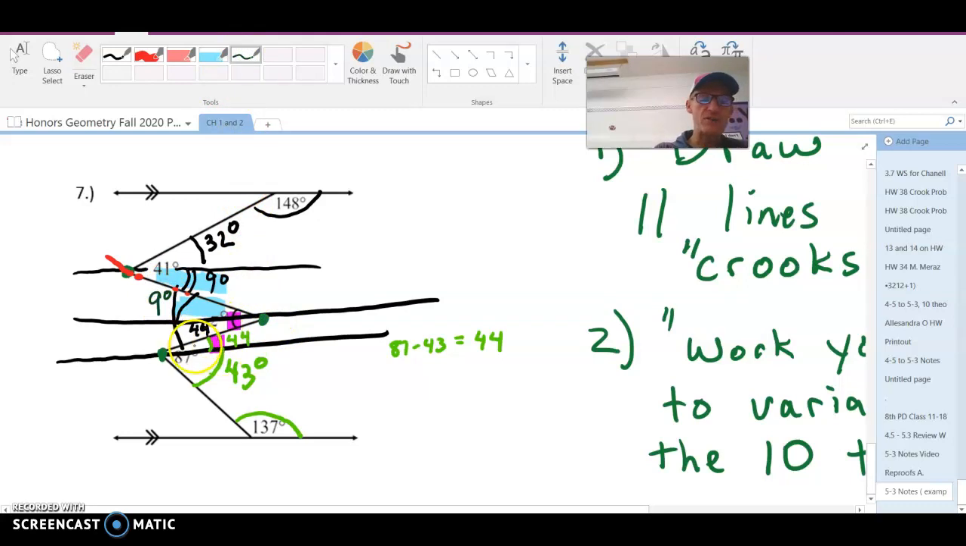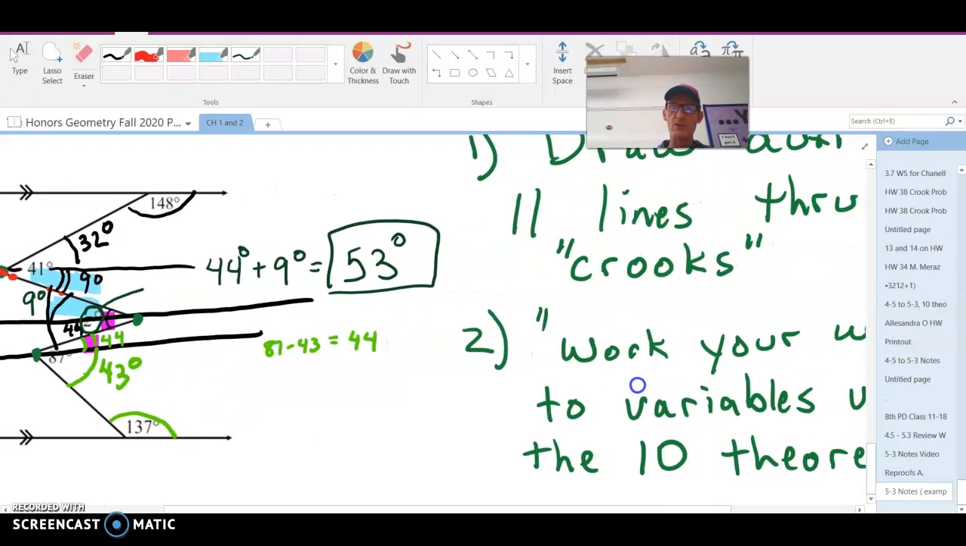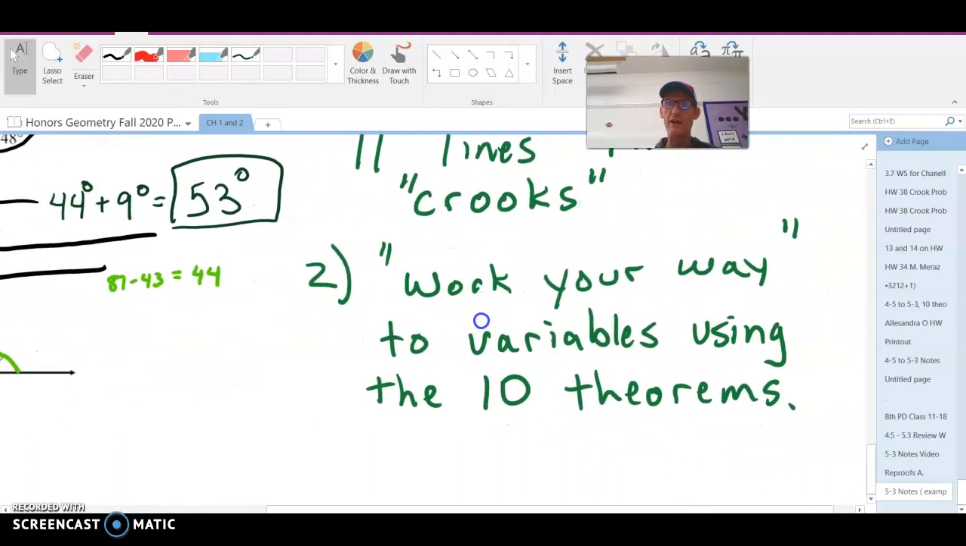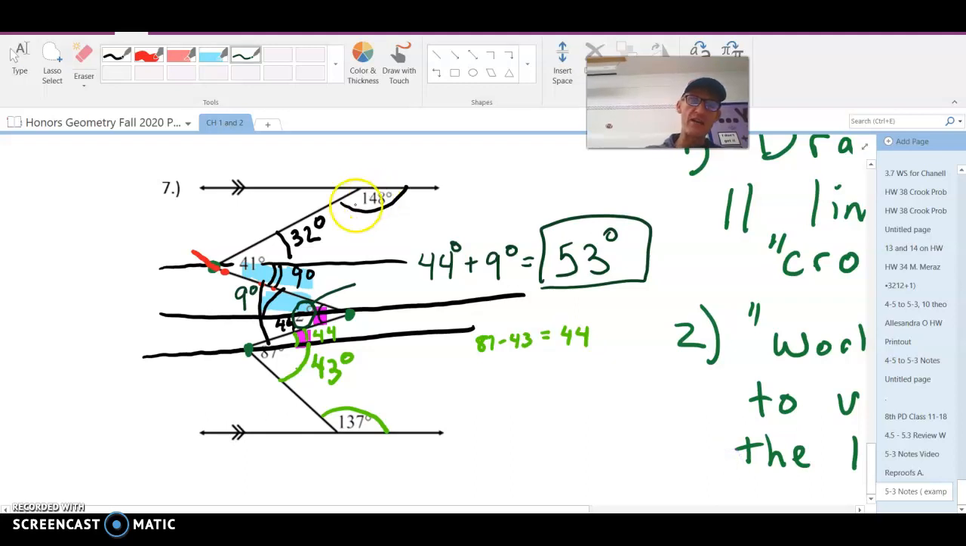Now we found angle Z. Because angle Z, I covered it up there a little bit, is 44 degrees plus 9 degrees. Okay? So 53 degrees. Okay, so the crook problems, we draw parallel lines through the crooks, and then we work our way to the variables using the 10 theorems. In this problem, we use same side interior supplements and alternate interior congruent. All right, so there's a crook problem.